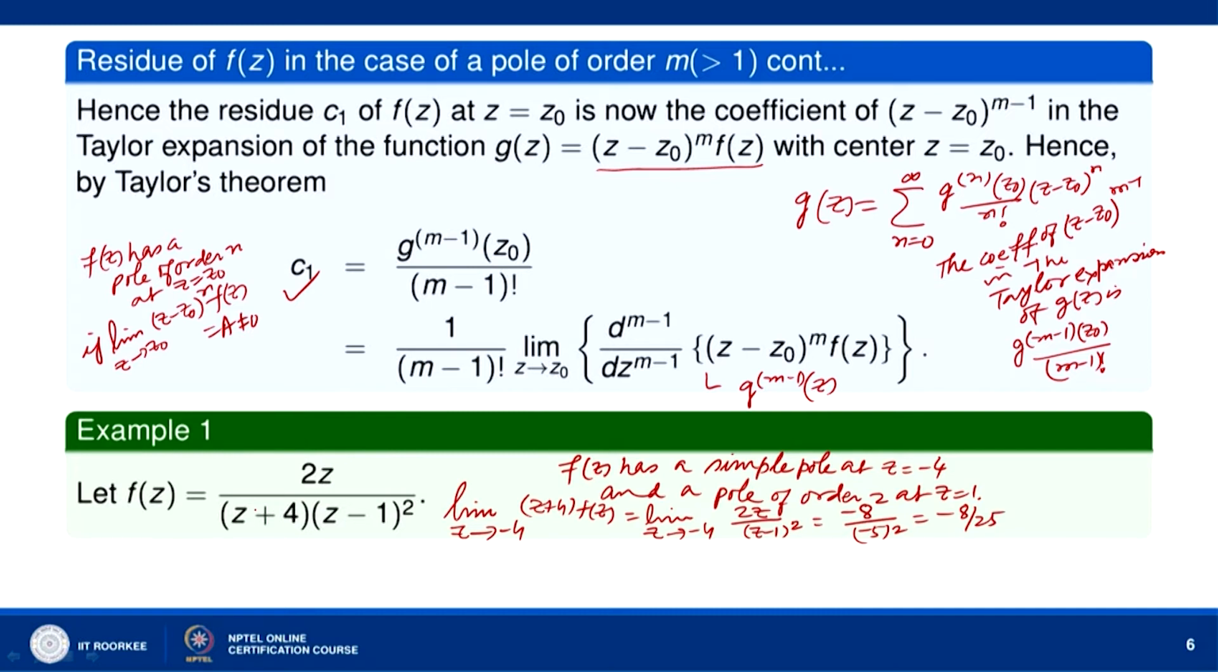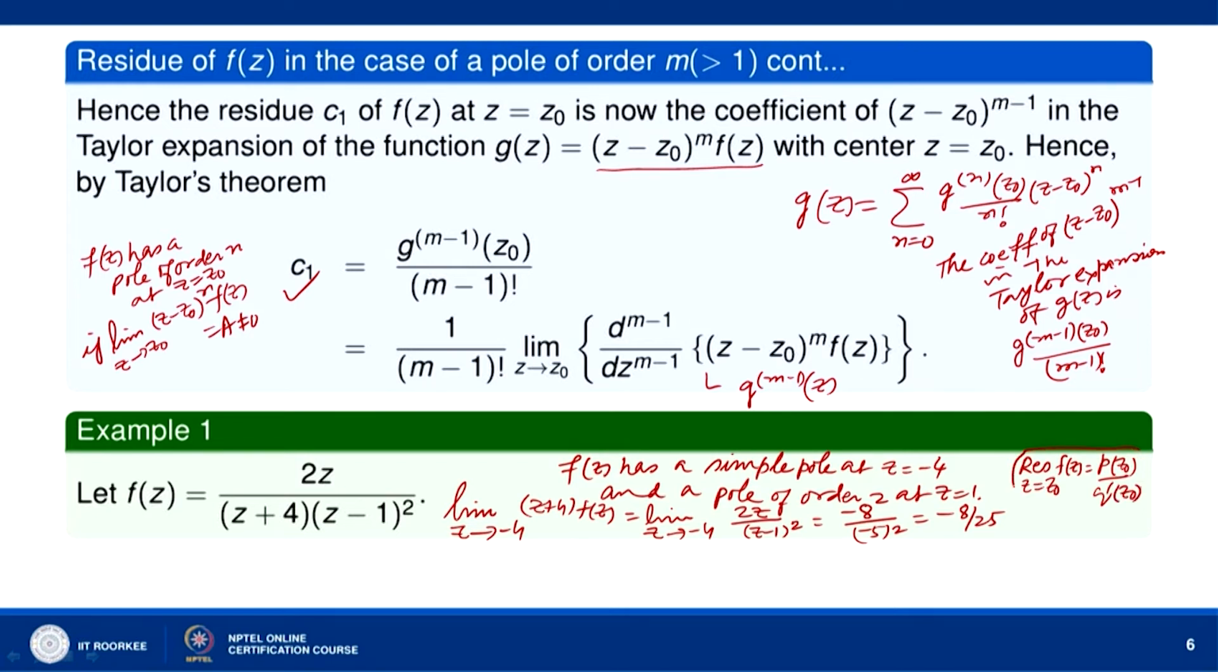Now, here in the case of the simple pole at z equal to minus 4, it is not advisable to use the formula for the residue at a simple pole, residue at z equal to z naught of f(z), which is given by p(z naught) over q prime(z naught).